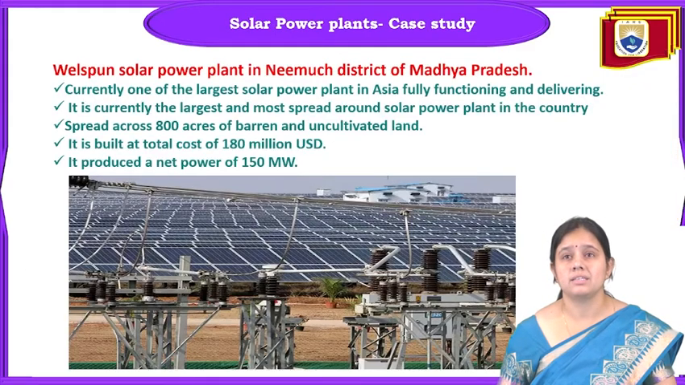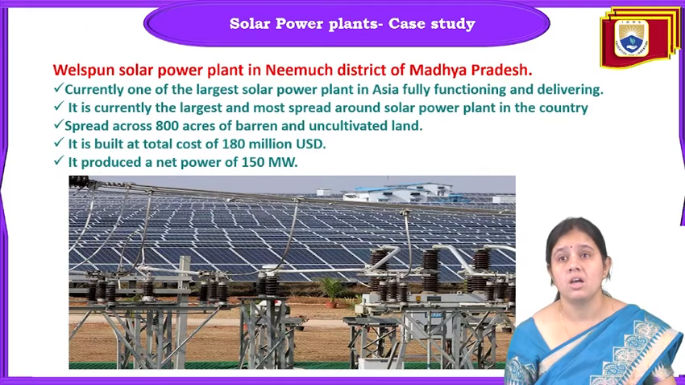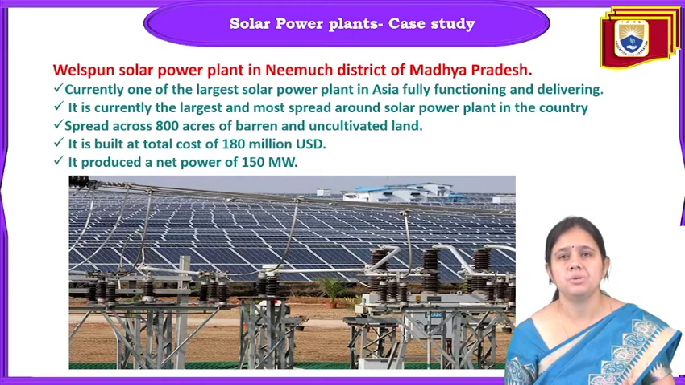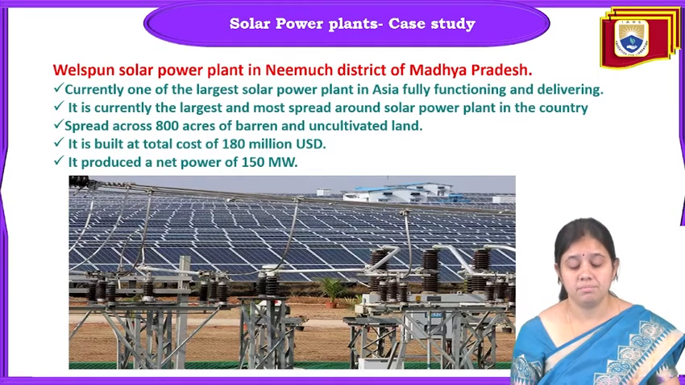Now comes the next slide, which is about the case study of a solar power plant, and this is the Welspun Solar Power Plant in Neemuch district of MP, Madhya Pradesh. This is currently one of the largest solar power plants in Asia that is fully functioning and delivering. It is currently the largest and most spread out solar power plant in the country, spread over around 800 acres of barren and cultivated land. It was built at a cost of 180 million US dollars. It produces a net power of 115 megawatts.